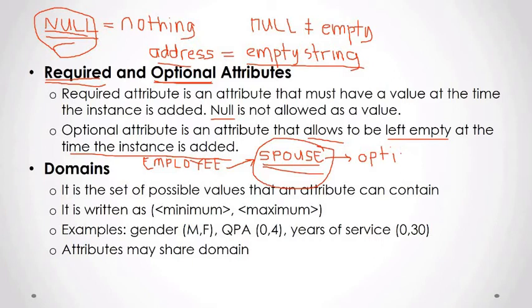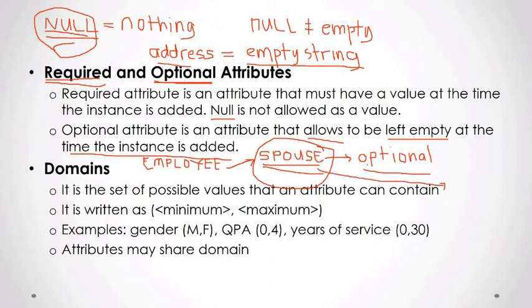So probably, for an employee who joined the company as single, at the time the record is added, this is empty, and eventually that employee will get married, unless you're a priest. Okay? So this is an example of an attribute that is considered optional. What else?